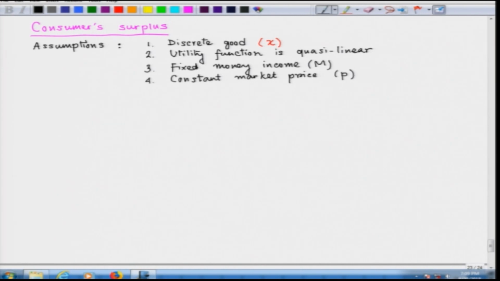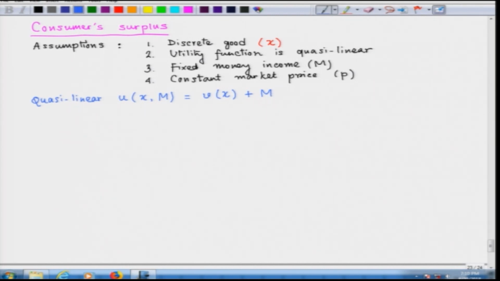Now, let us have a look at the quasi-linear utility function, which is key to our discussion. A quasi-linear utility function can be defined as u as a function of x and m. M can be any other good, y also, but for simplicity let us assume that the consumer derives utility from the discrete good x, and all the money he or she spends on all other goods, which is denoted by m. And we can write this quasi-linear function with two components: v of x, the utility derived from the consumption of discrete good x, and the money spent on other commodities, which is m.